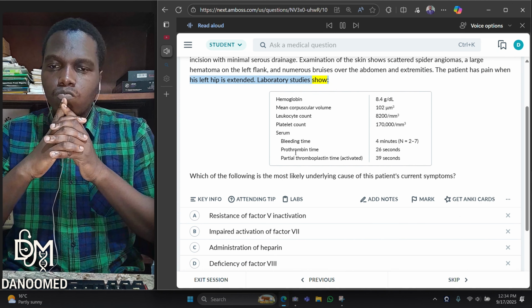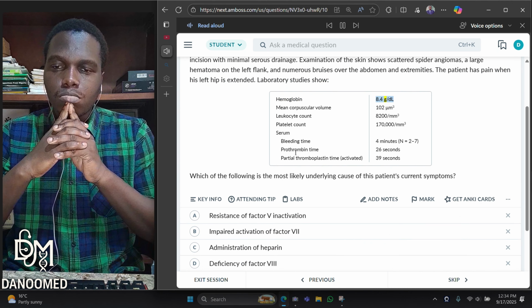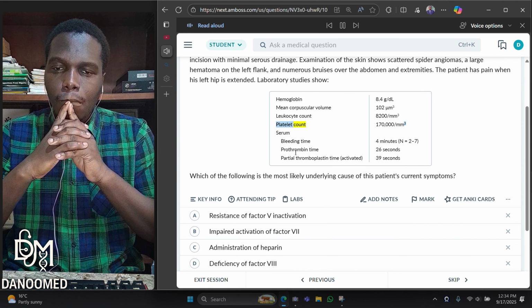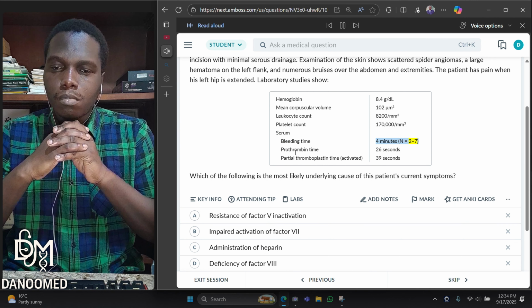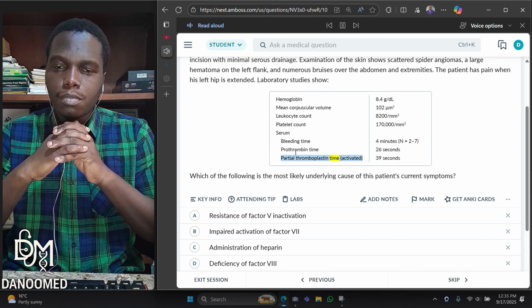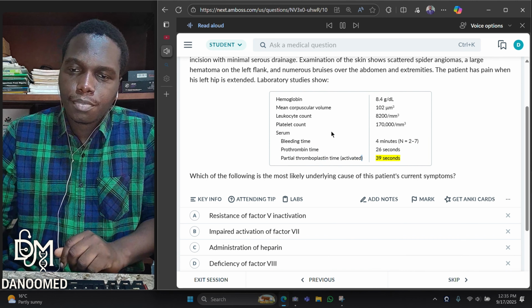Laboratory studies show hemoglobin 8.4 g/dl, mean corpuscular volume 102 μm3, leukocyte count 8200/mm3, platelet count 170,000/mm3, serum bleeding time 4 minutes, n equals 2 to 7, prothrombin time 26 seconds, partial thromboplastin time activated 39 seconds. Which of the following is the most likely underlying cause of this patient's current symptom?